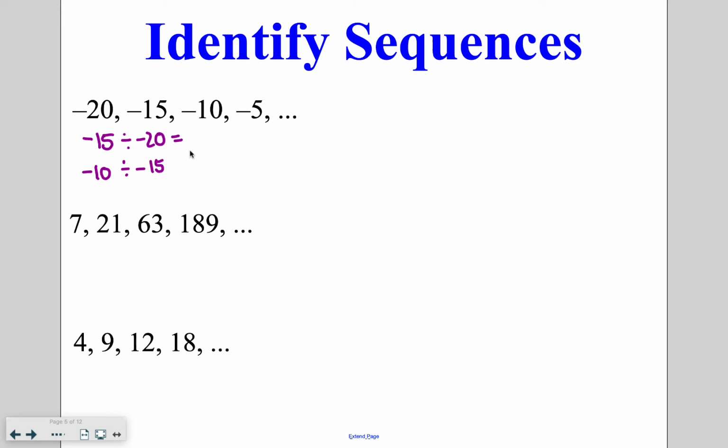so that division, is consistent. For the first one, we're going to get 0.75. And for the next one, we're going to get 0.6 repeating. So since these two values do not match, our sequence is not geometric.